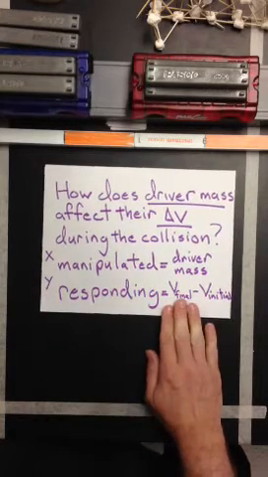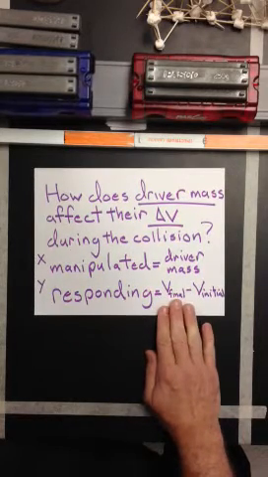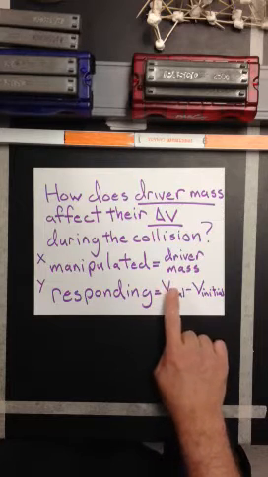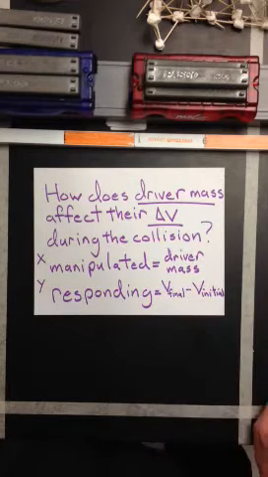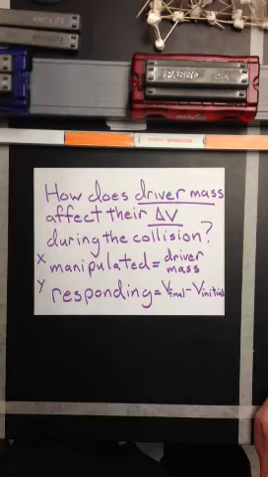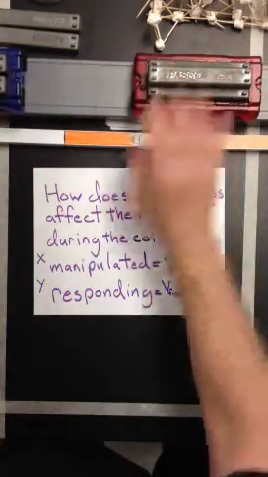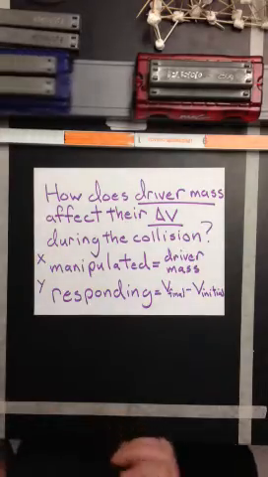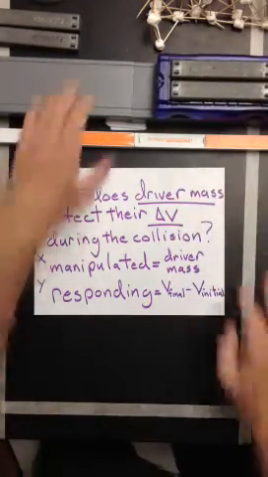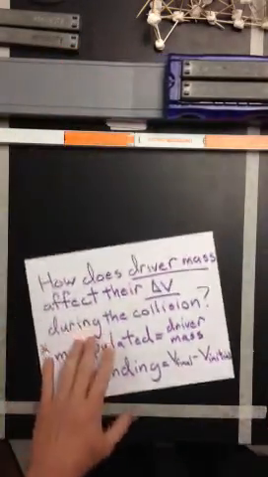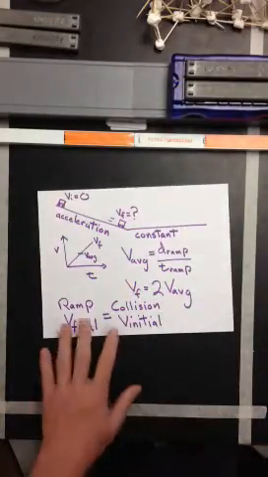We're going to find the change in velocity of the distracted driver by taking the final velocity and subtracting the initial velocity. So the initial velocity is how fast the car is going right before impact, and the final velocity is how fast they're both going after the impact. So how are we going to do these calculations?